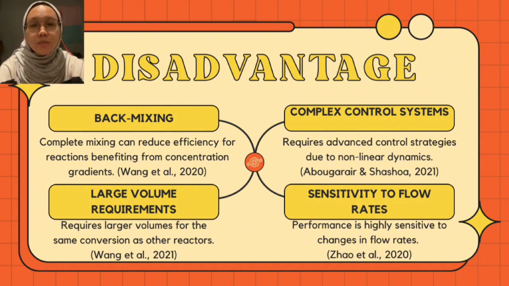The second disadvantage is back mixing. Complete mixing can lead to back mixing, reducing efficiency for reactions where a concentration gradient is beneficial. The third disadvantage is sensitivity to flow rates. The performance of a CSTR can be highly sensitive to changes in flow rates, which can complicate operation and require sophisticated control systems.